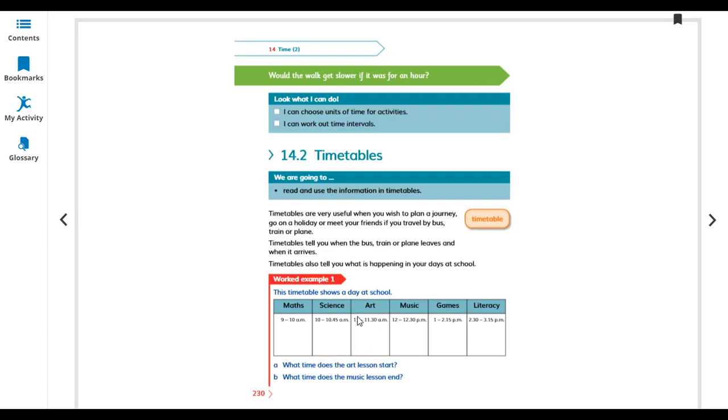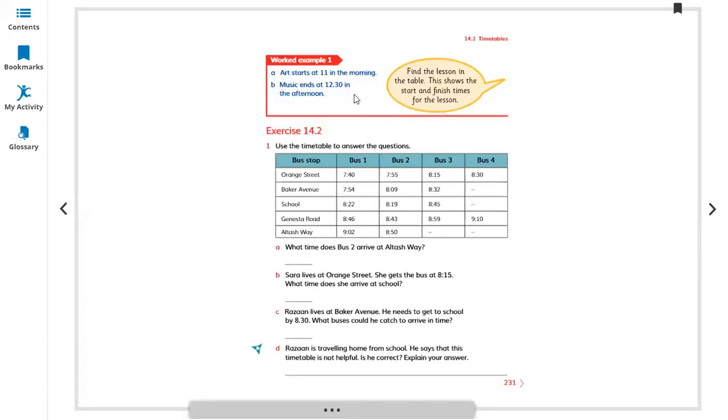You can see the art lesson. It's at 11 and 11:30 a.m. in the morning, start and end. And the music lesson ends at 12:30 p.m. So these are the answers for the example.